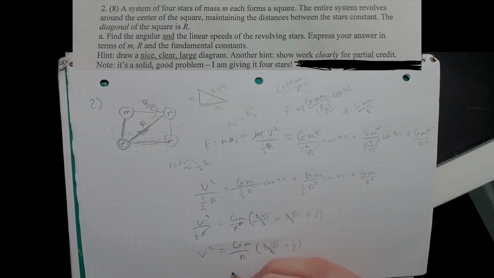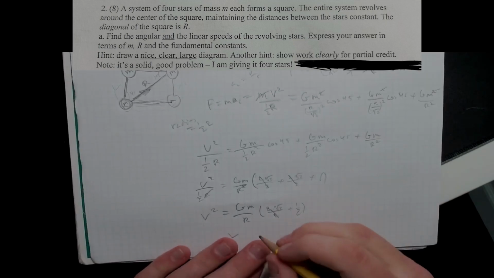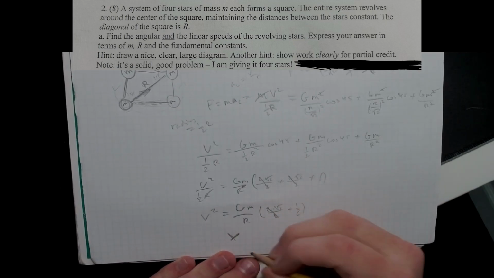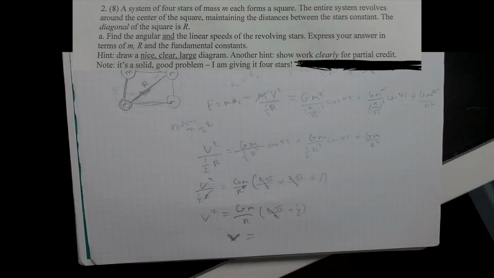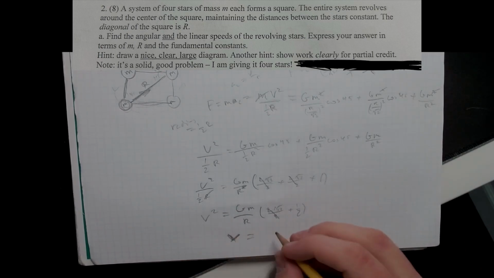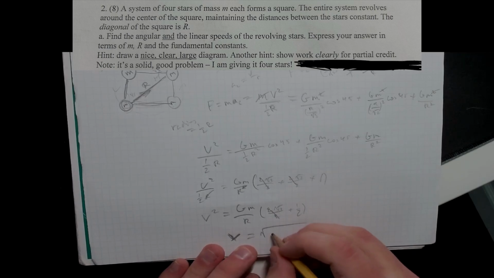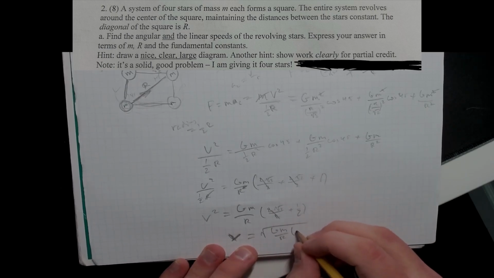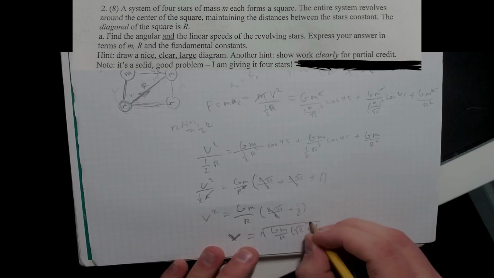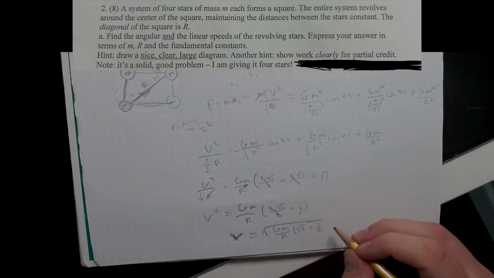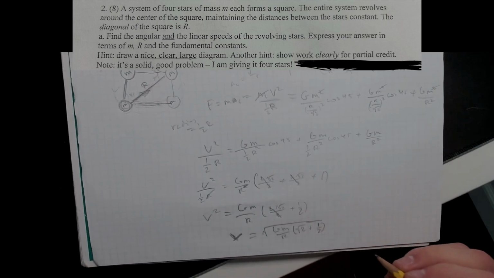So we know that velocity equals, just do that out, square root of G m over r times square root of 2 plus 1/2, guys. And that's going to be the linear speed.